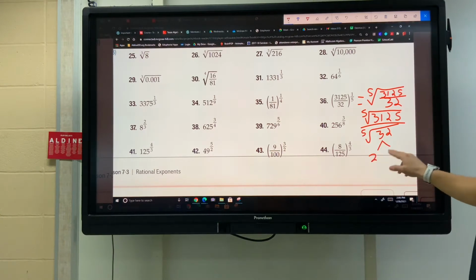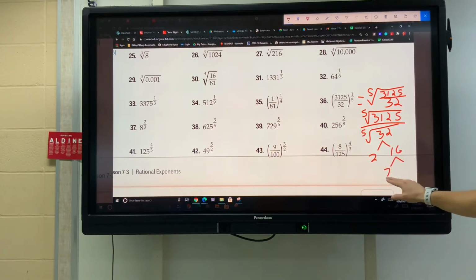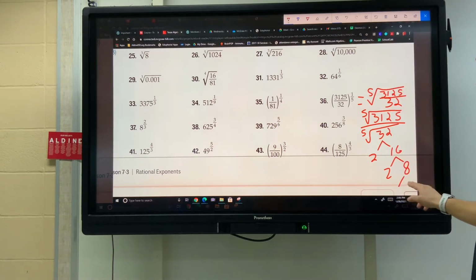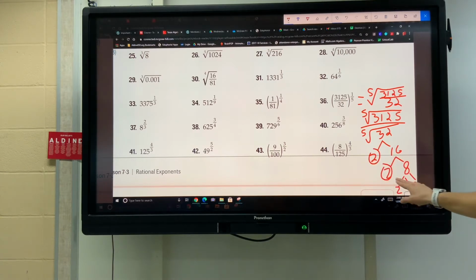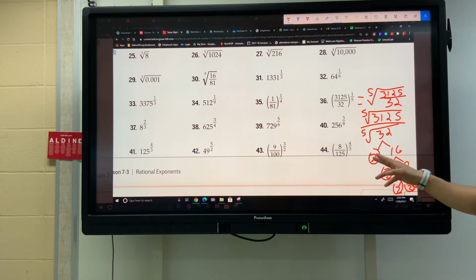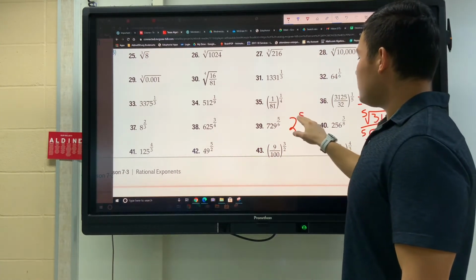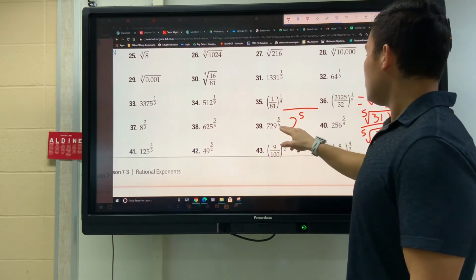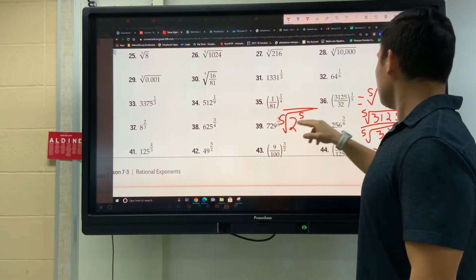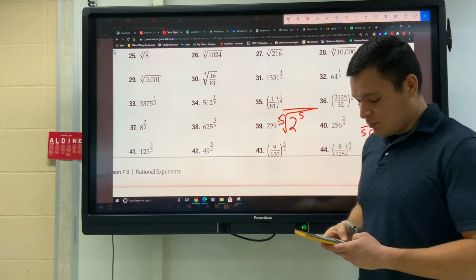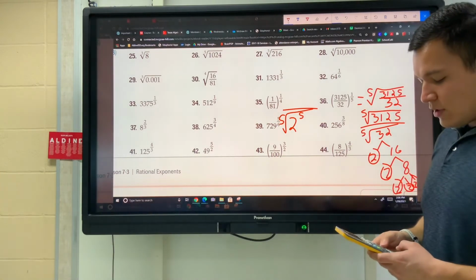32 is 2 and 16, 2 and 4, nope, 2 and 8, and 8 is 2 times 2 times 2. I'm trying to save some space, but this is the correct factorization. 32 is 2 to the 5th power. 2 to the 5th power is on the bottom, and it was being to the 5th root. 3,125. I know that we did that one yesterday, but I don't remember it, so I'm going to do it again.